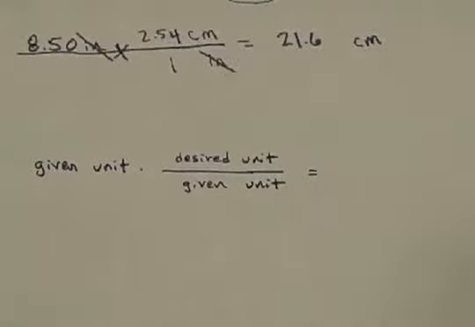Let's do a second example problem. Let's pretend that we have 115 pounds. Let's say someone weighs 115 pounds and we want to know how much is that weight in grams. Well, we might not know how many grams there are in a pound or pounds there are in a gram, either way.